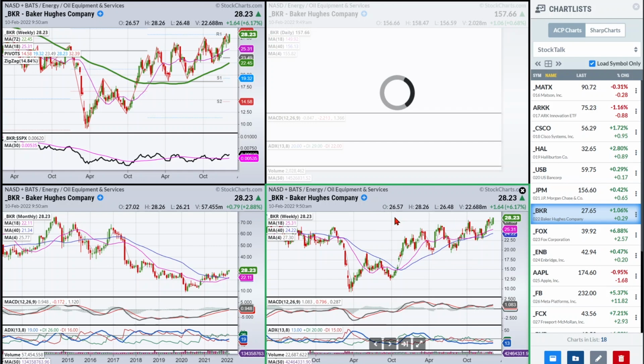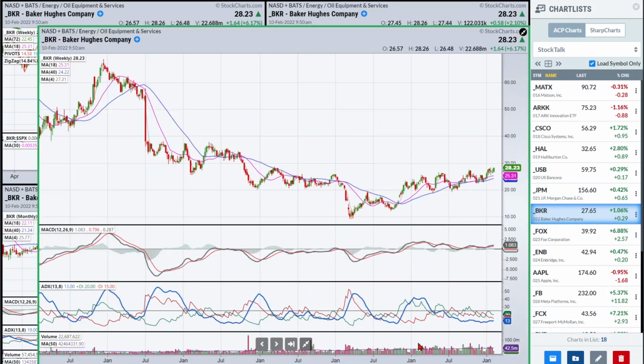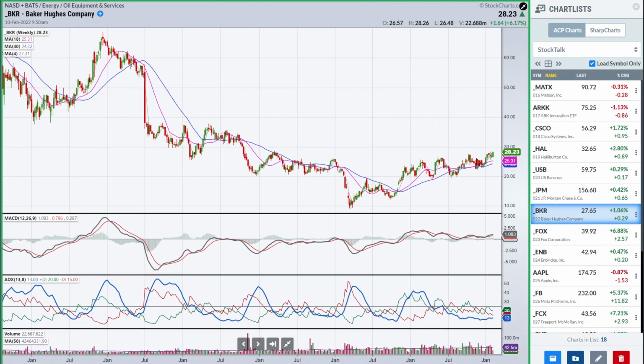Baker Hughes is starting to move higher here. I do like this pattern. I don't think it's quite as strong as Halliburton. If we look at Halliburton, it's really moved up pretty significantly here. But that doesn't mean this can't keep moving higher. We probably have resistance in the mid-30s, so there is some room to trade this to the upside.